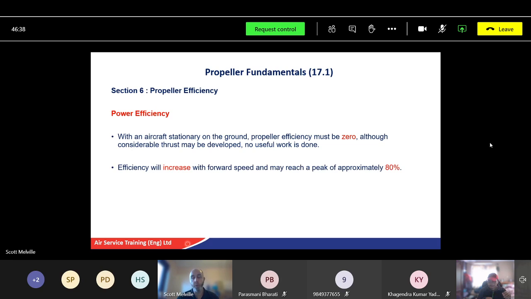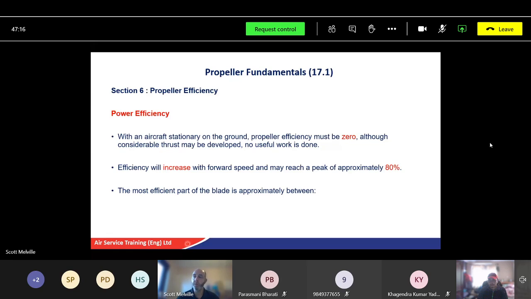So efficiency will increase once you get forward speed and may reach a peak of approximately 80%. You never get 100% efficiency. Why? Because us humans make things, but not perfectly. We cannot make anything 100% efficient. We'll get very close, and we're always striving to do that with better materials, better products, and better manufacturing processes. But a propeller will get about 80%. The better designed the propeller, the more efficient it becomes, but we will always have drag, so we'll never get 100% efficiency. 80% is pretty good, but we'll always try to get better where possible.